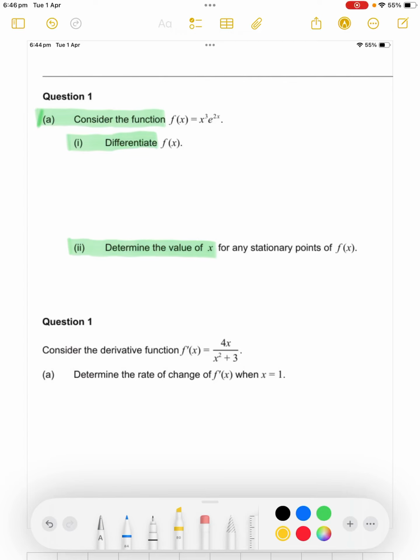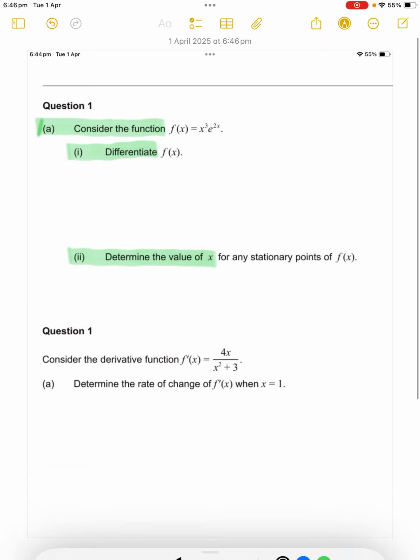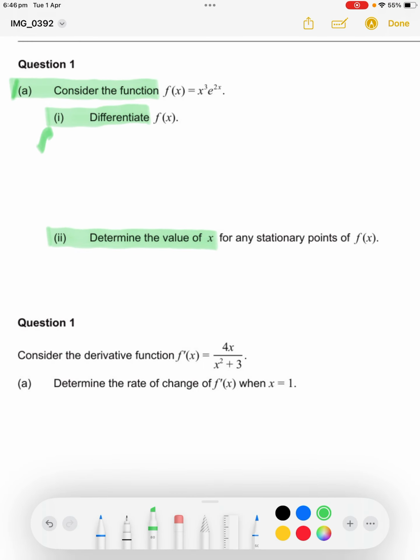I'm going to be looking at question 1. Consider the function f of x equals x cubed. So let's write it down here. Let's get the pen. f of x equals x cubed e to the 2x.